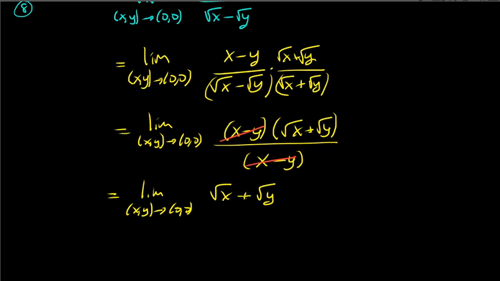And now there's no issue. This looks like it's continuous at 0, 0. You just get the square root of 0 plus the square root of 0, which is 0. So the limit should be 0.